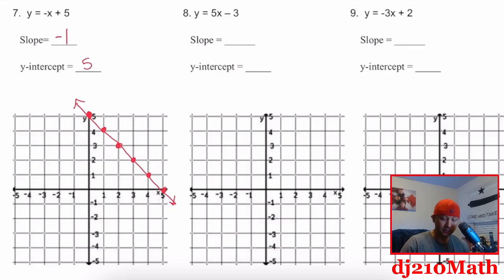Switch colors. So for number 8, we'll stick with red. For number 8, y equals 5x minus 3. The slope is 5, so positive 5 over 1. And the y-intercept is negative 3, so we cross the y-axis at negative 3. Then we go up 5 and to the right 1: 1, 2, 3, 4, 5. Kind of off the charts here, but for the most part, it's going to look like this.